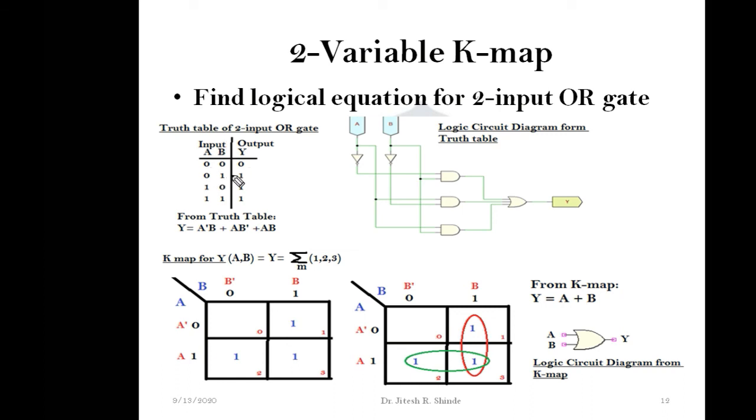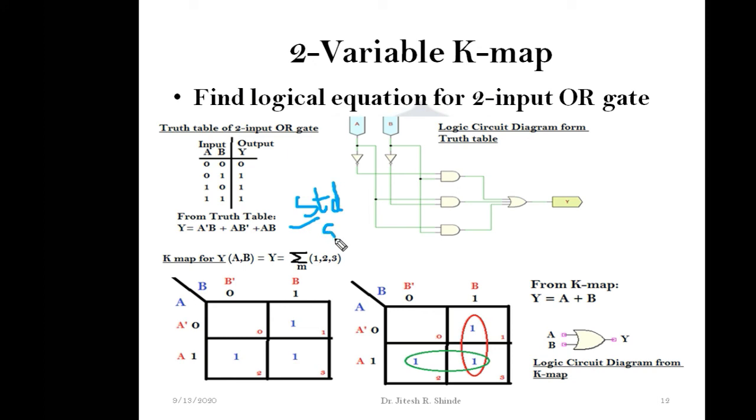So from this truth table we can write the equation as y is equal to summation 1, 2, 3, that is, for which input combinations I am getting 1. From the truth table I can write A bar B plus A B bar plus AB. This expression I have written here is in standard SOP form. Okay, it doesn't give us the optimum hardware.